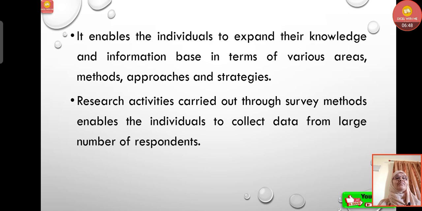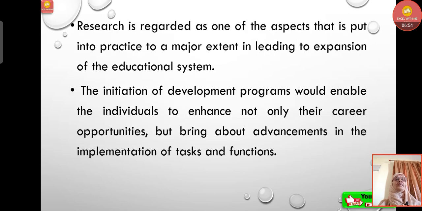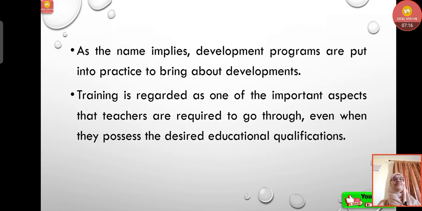Then research activities carried out through survey methods enable the individuals to collect data from a large number of respondents. Then research is regarded as one of the aspects that is put into practice to a major extent, leading to expansion of the educational system. The initiation of development programs would enable the individuals to enhance not only their career opportunities but bring about advancements in the implementation of tasks and functions.